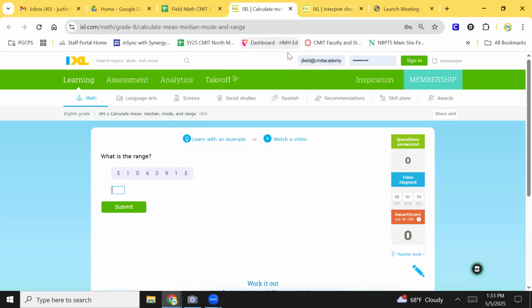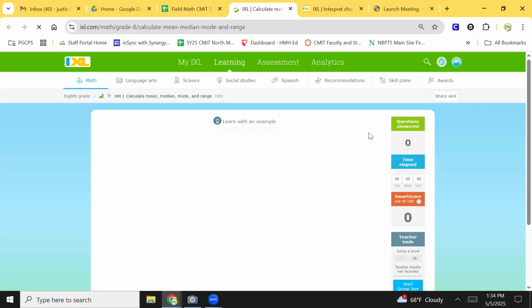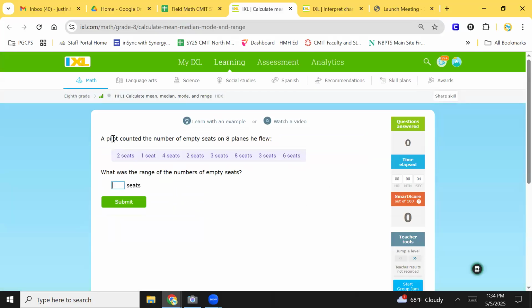All right, now let's talk about some basic statistics. Can't believe I'm not logged in. Nice that we're gonna have a short Edpuzzle.